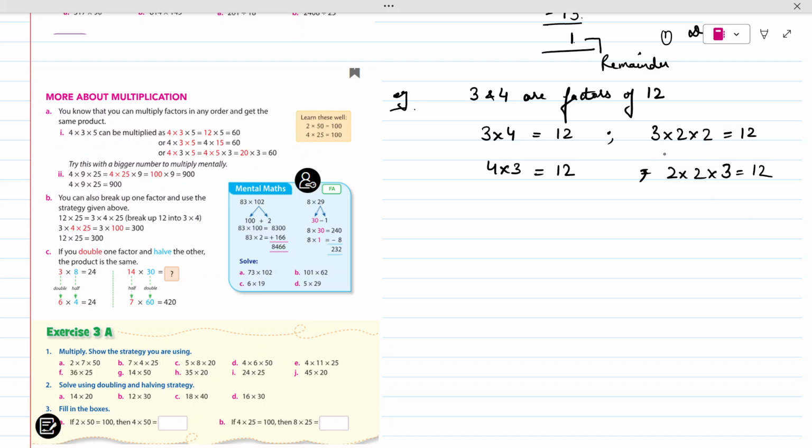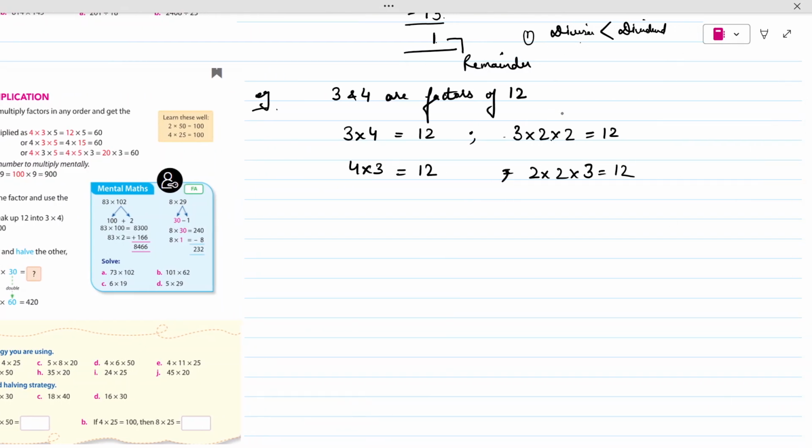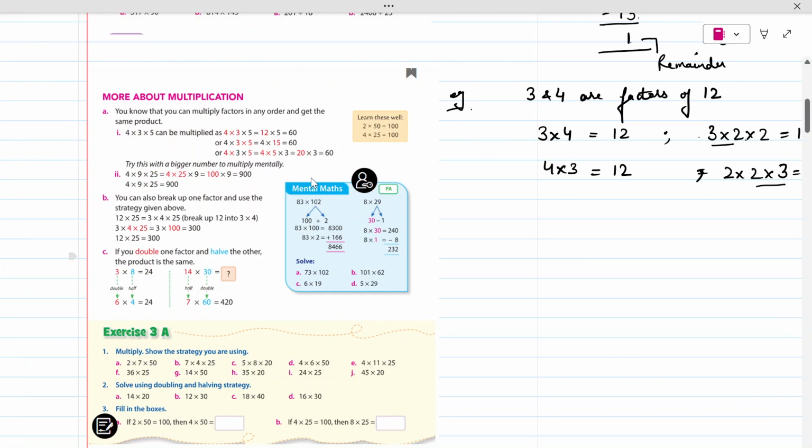Furthermore, we can also write this as 3 multiplied by 2, which will give us 6. So I can further write this as 6 into 2, which will give us 12. And here also, I can write 2 multiplied by 6, which will also give me 12. So we can write factors in any order, but the product will be the same. The same thing has been shown here.